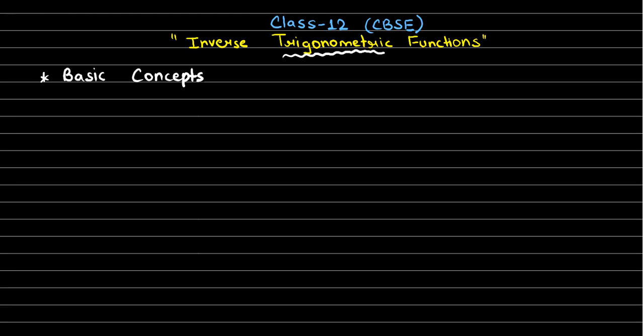So the basic concepts were simply, how many trigonometric functions were there? Six, right? First one is your sine function. Now I will mention the function and you have to tell me its domain and range. What's the domain of the sine function? Sine is a function from R, the set of real numbers, to its images. What possible values can we have for sine? Minus 1 to 1, right?